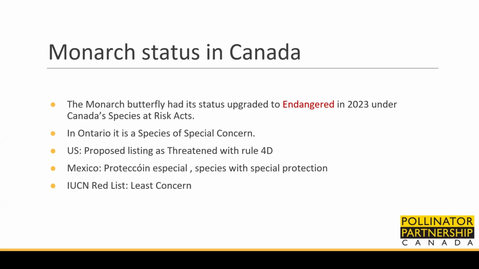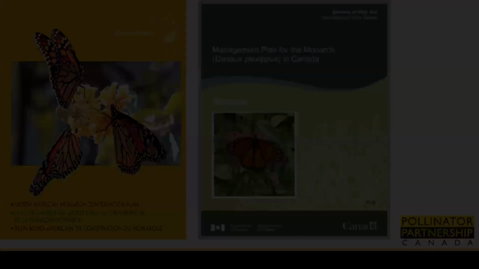In the United States, there is a proposed listing of the monarch as threatened with Rule 4D, meaning that considerations are available to landowners that have existing monarch habitat on their land. In Mexico, the monarch status is considered protección especial, meaning that the species has special protected status. The monarch is also legally protected within the Monarch Butterfly Biosphere Reserve, which is a designated UNESCO World Heritage Site.